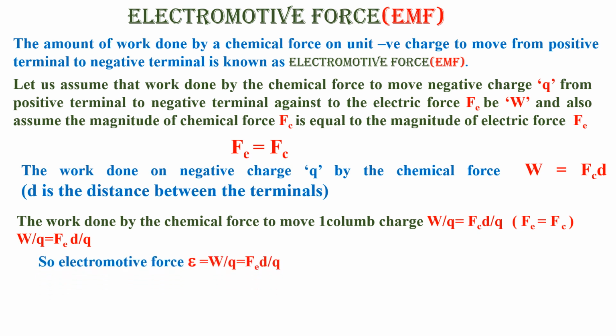Electromotive force is represented by the symbol epsilon. Epsilon is equal to W by Q is equal to Fe d by Q. Or you can say epsilon is equal to W by Q is equal to Fc d by Q also. Any one you can use and you can calculate the electromotive force.